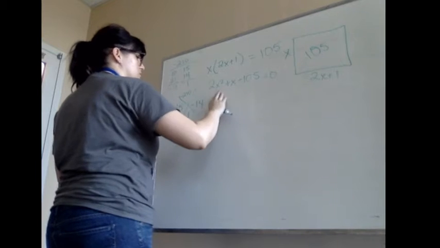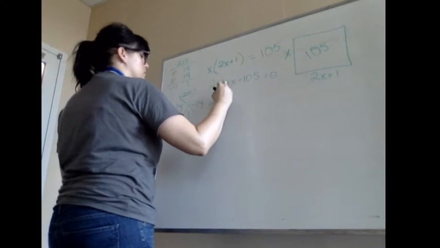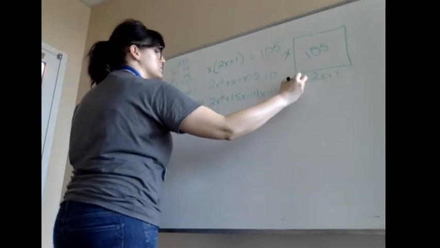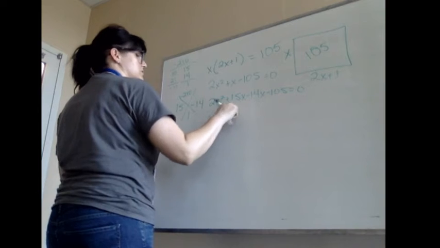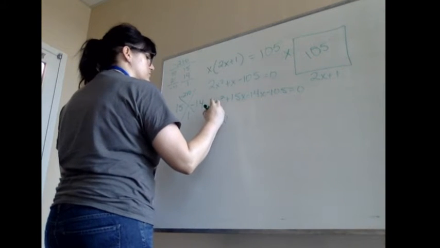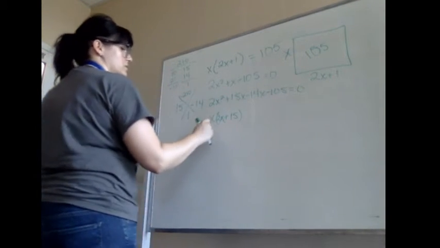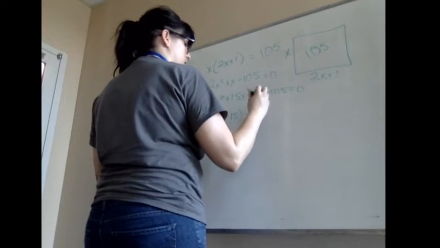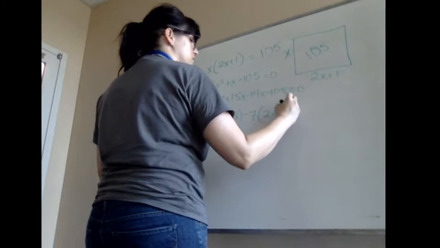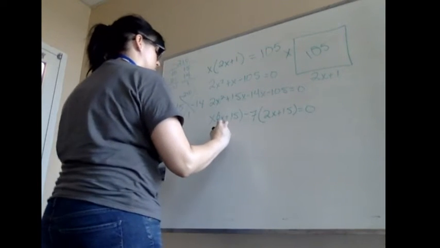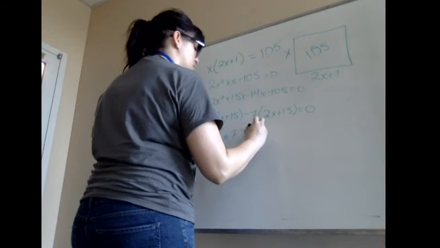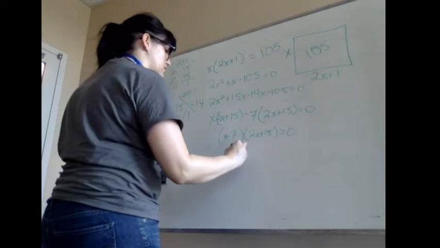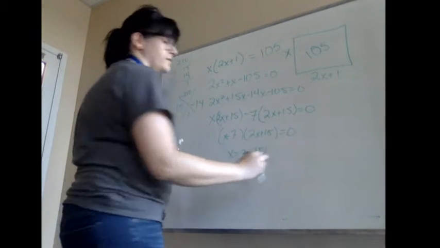So 2x squared plus 15x minus 14x minus 105 equals 0. So factor out an x because that's the GCF from this side. And you get 2x plus 15. I already know I'm going to need to factor out whatever makes this a 2. So minus 7 gives me 2x plus 15 equals 0. X minus 7, 2x plus 15 equals 0. Setting each one equal to 0, I get that x equals 7 and negative 15 over 2.